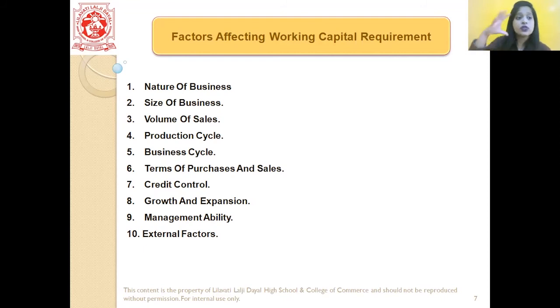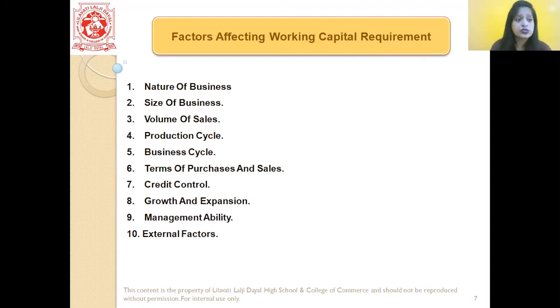So when there is a boom in the economy, the sales will increase. This will result in an increase in investment, which again will lead to an increase in working capital. Next one is terms of purchase and sales. If the firm does not get credit facility for purchasing, that is the time they will require more working capital. But if credit terms are there for purchase of goods or any asset, you will require less working capital.